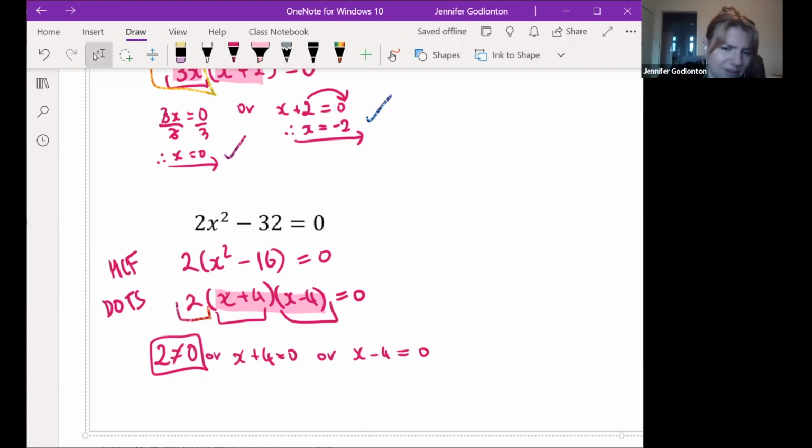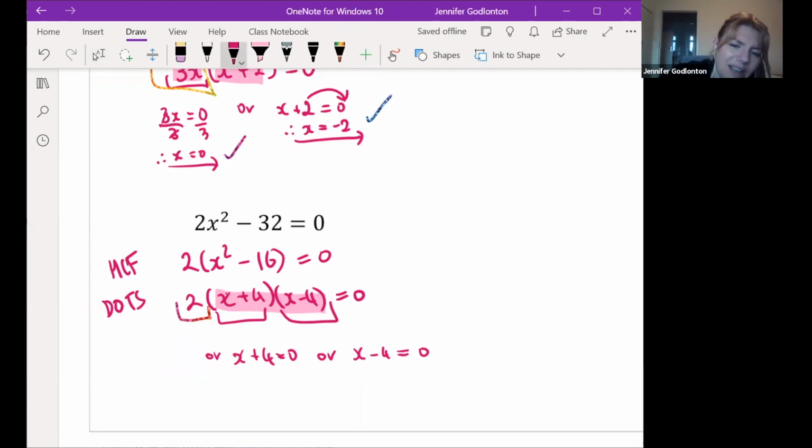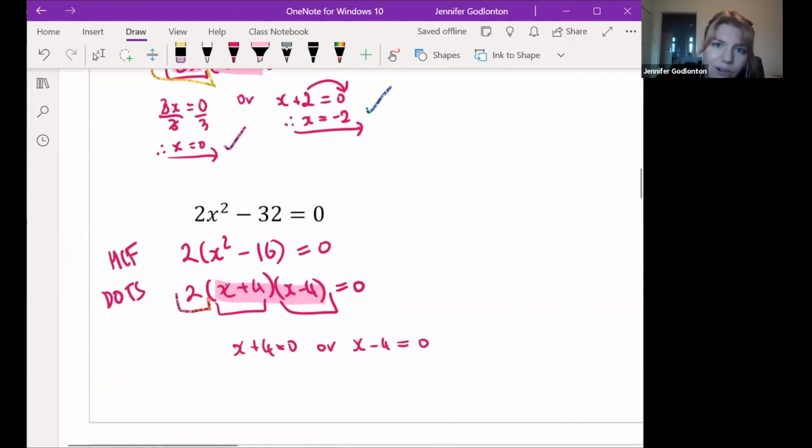It's not possible. And so when we have a number over there, we ignore it because we could divide both sides by 2 and the 2 would go away. So we don't write that. If you write it, you won't get any of these other marks. Therefore, we're just going to write our endpoint here. So x equals -4 or x is equal to 4.